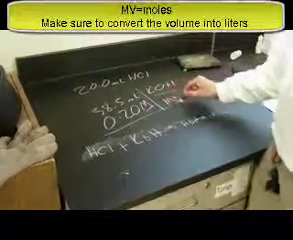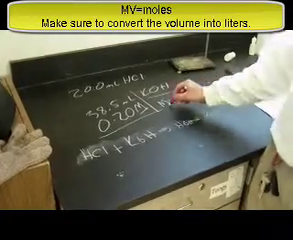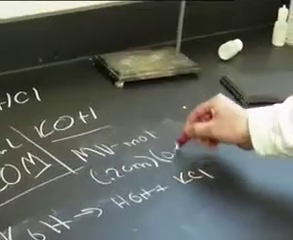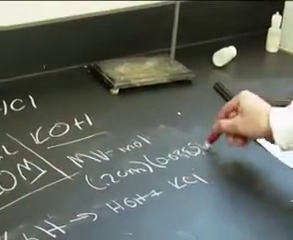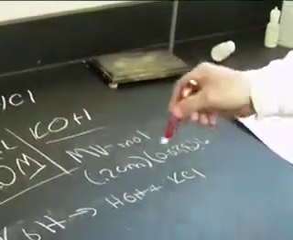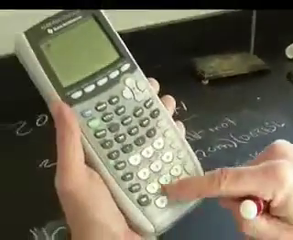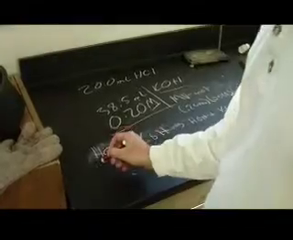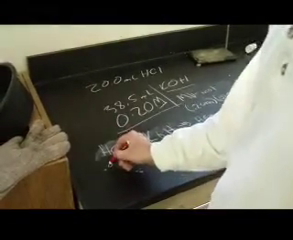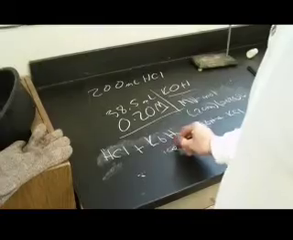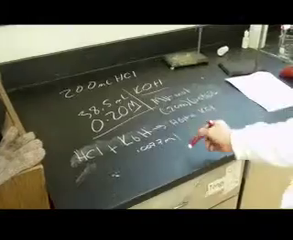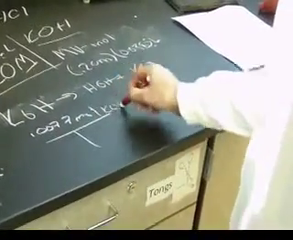So we're going to use the equation MV equals moles. My molarity was 0.20 molar. My volume was 0.0385 liters. Now remember, this is milliliters, this is liters. So I'm going to get my calculator on here. I'm going to take 0.2 times 0.0385, and I get 0.0077. So on the table here, I'm going to say 0.0077 moles of KOH.